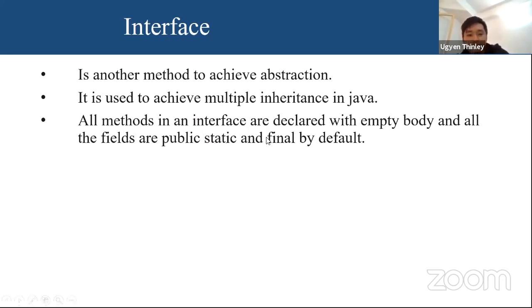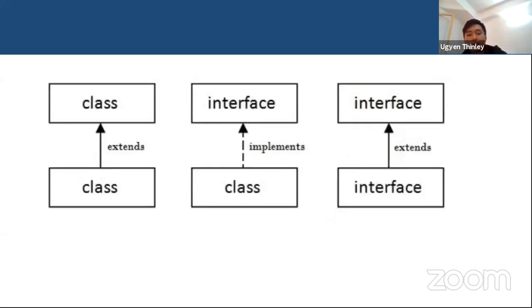Remember these points. All the methods in an interface are declared with empty bodies. That means in the interface you won't have a normal method. Inside an interface you will always have abstract methods. That means the method body will be empty, you will only have a method declaration, and all the fields are public, static, and final by default. By default, the variables in the interface will be public, static, and final.